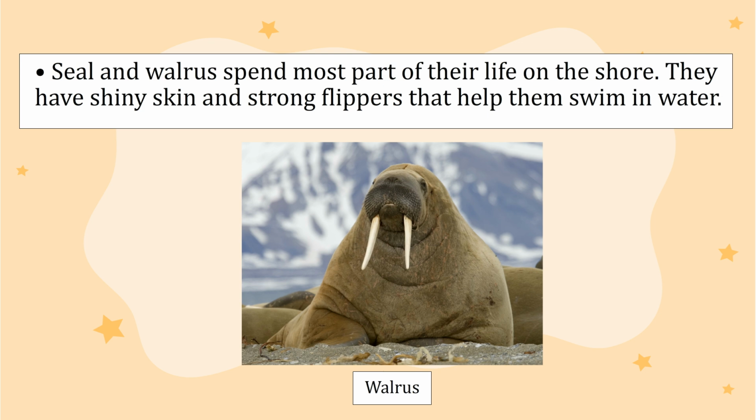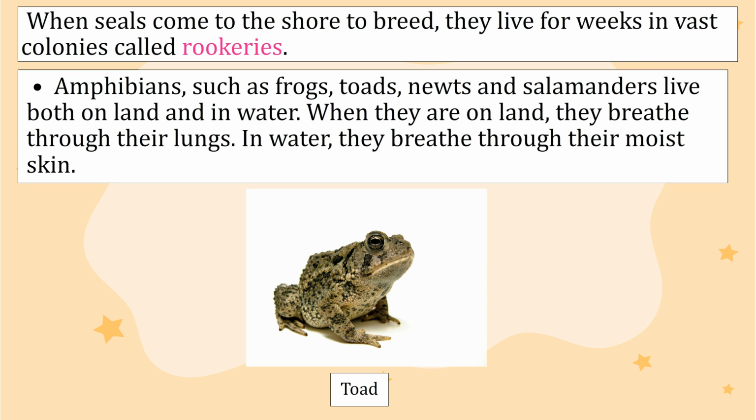Eel. Seal and walrus spend most part of their life on the shore. They have shiny skin and strong flippers that help them swim in water. Walrus. When seals come to the shore to breed, they live for weeks in vast colonies called rookeries.